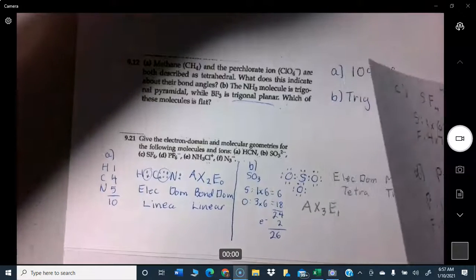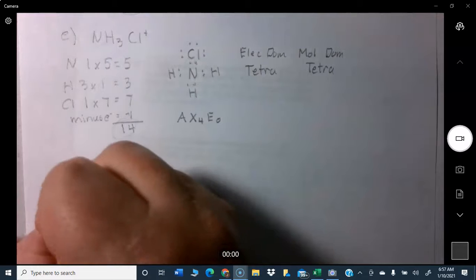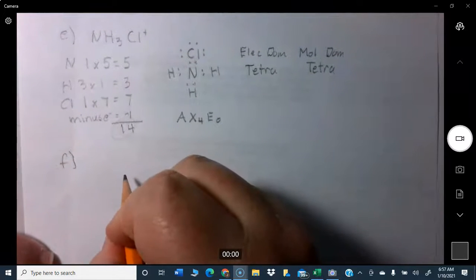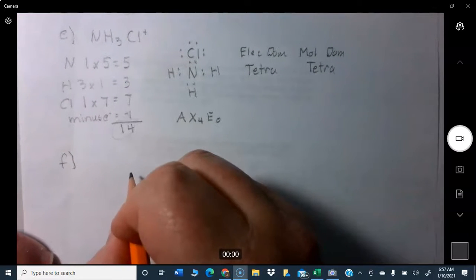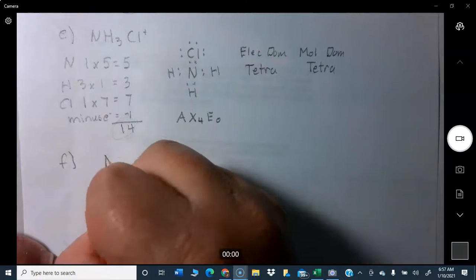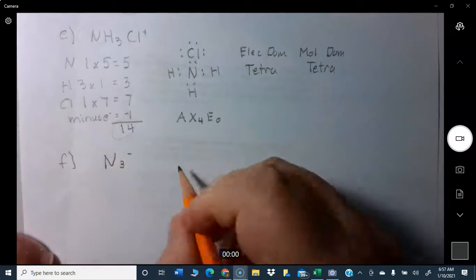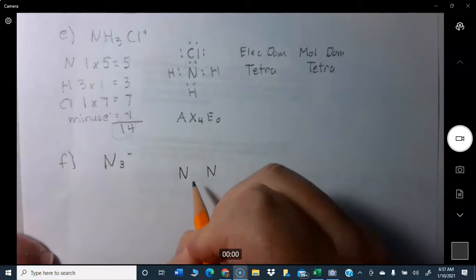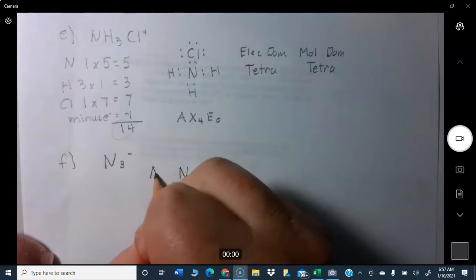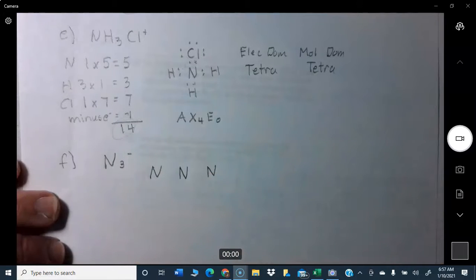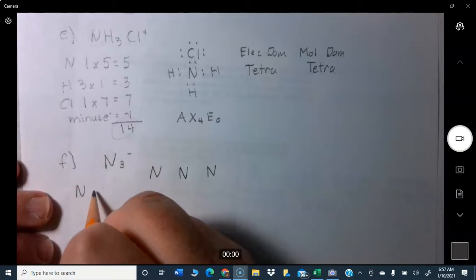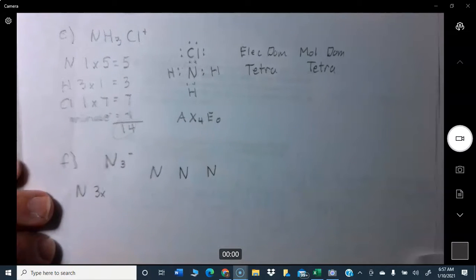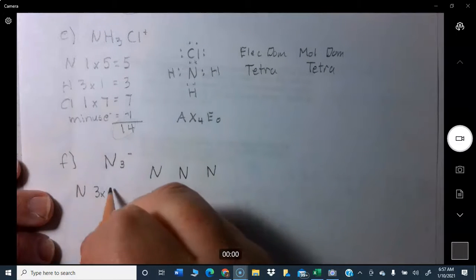Okay, all right, let's keep going. There's one more to go, and that's N3 minus. That's an interesting one. I don't know, I've never done that one before. Let's try that. N3 minus. Okay, so clearly that's going to have to be some sort of linear molecule, but it might be bent in some fashion. Just going to draw it like that. It's just 3 nitrogens. And nitrogen is 5.